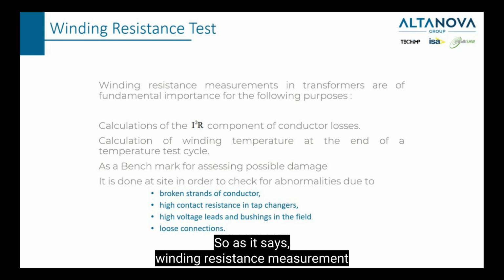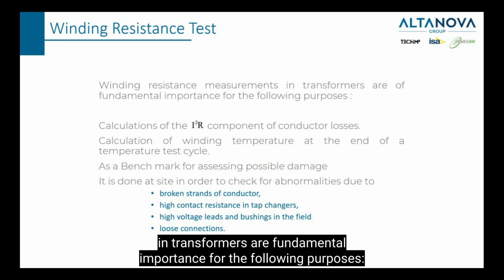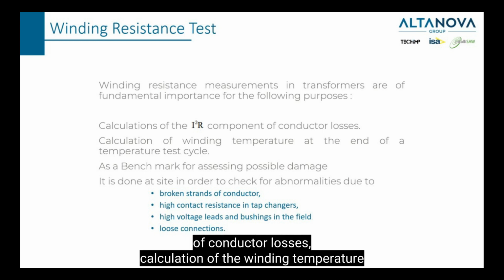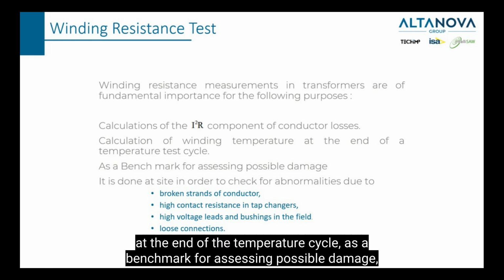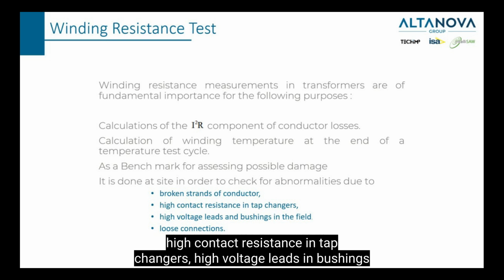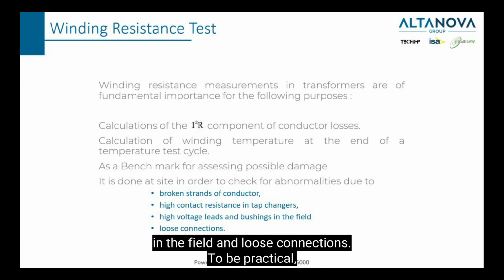Winding resistance measurement in transformers are of fundamental importance for the following purposes: calculation of the I²R component of conductor losses, calculation of the winding temperature at the end of the temperature cycle as a benchmark for assessing possible damage, and it is done at site in order to check for abnormalities due to broken strands, high contact resistance in tap changers, high voltage leads and bushings in the field, and loose connections.